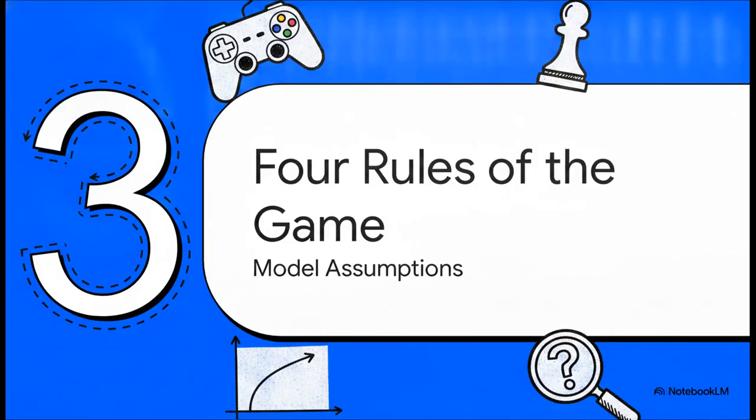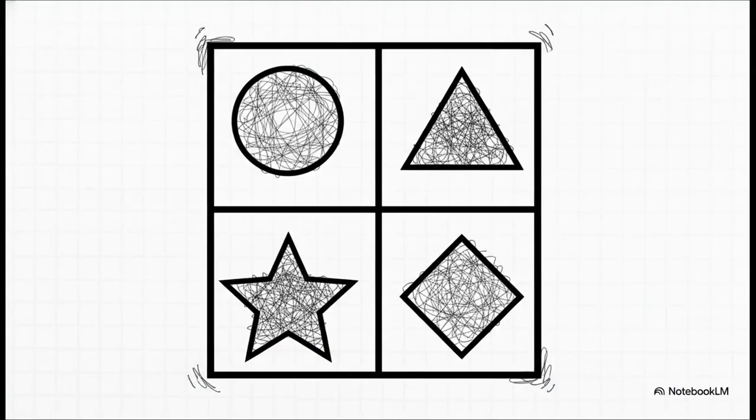Next up, Section 3, the 4 rules of the game. Now, before we can play the game and map this all out, we have to pretend the world operates under 4 very strict rules, or assumptions. We have fixed resources, unchanging technology, full employment of those resources, and unequal resource efficiency. Let's break these down one by one with some simple analogies so they really stick.